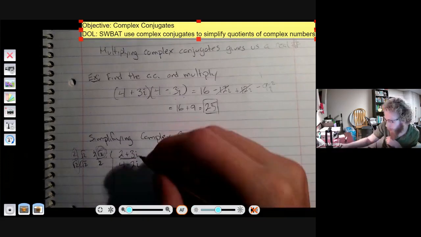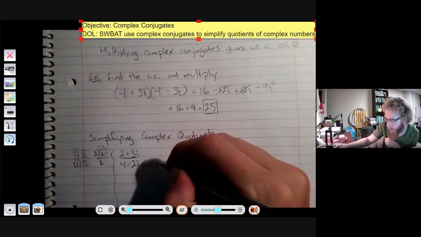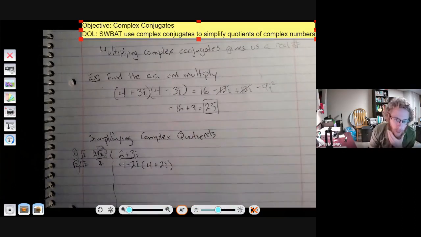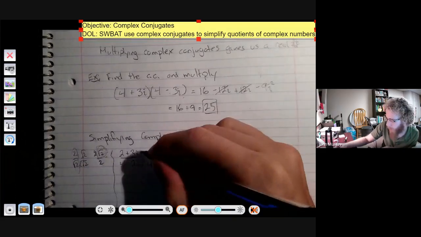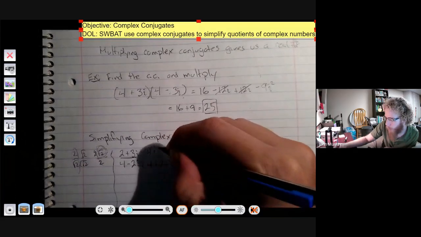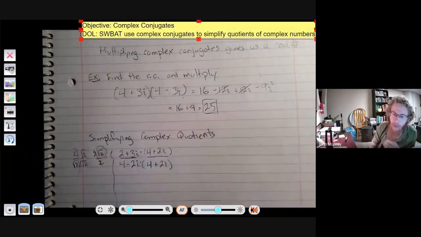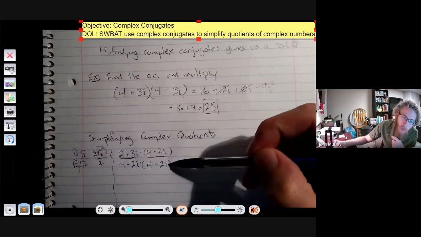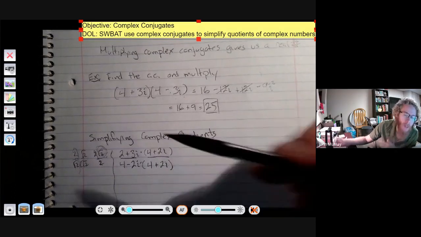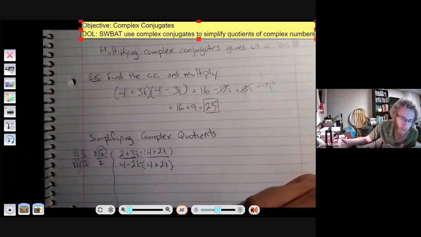So what we're going to do is multiply the bottom by the conjugate. But as always in math, we have to keep things even, right? So I can't just multiply the denominator by the conjugate. I also have to multiply the numerator by the conjugate, because when I multiply by something over itself, technically I'm multiplying by 1, and I'm not changing anything when I multiply by 1. That's going, again, back into algebra.